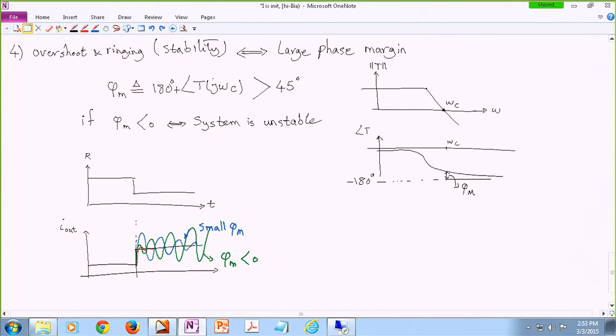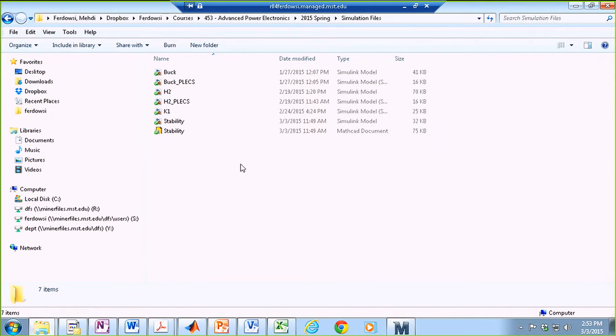Now, before we get to the design of this compensation network, I'm going to give you some examples so you guys have a good understanding about a time domain simulation versus a frequency domain estimation. And I'm going to post these files on Blackboard.